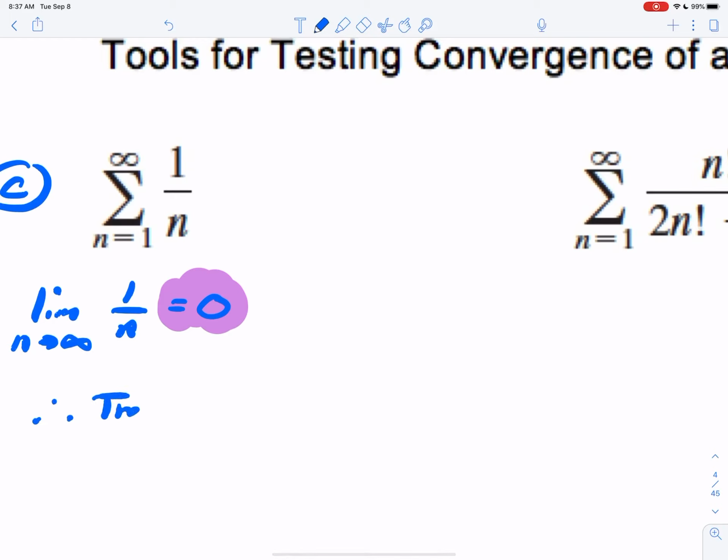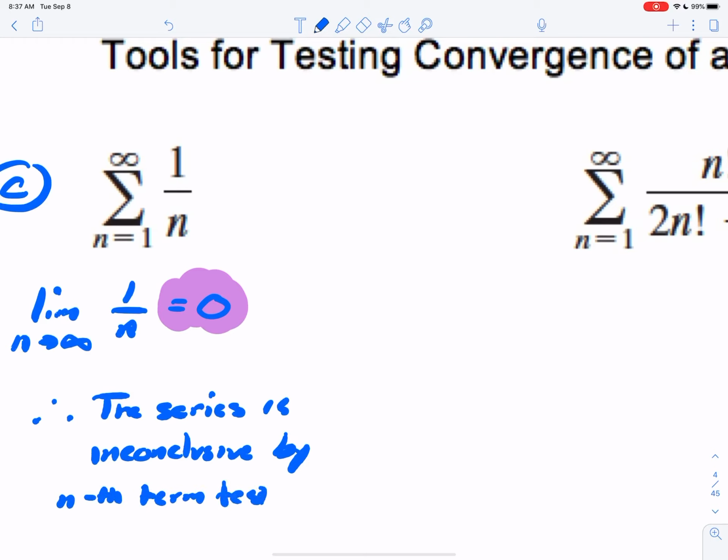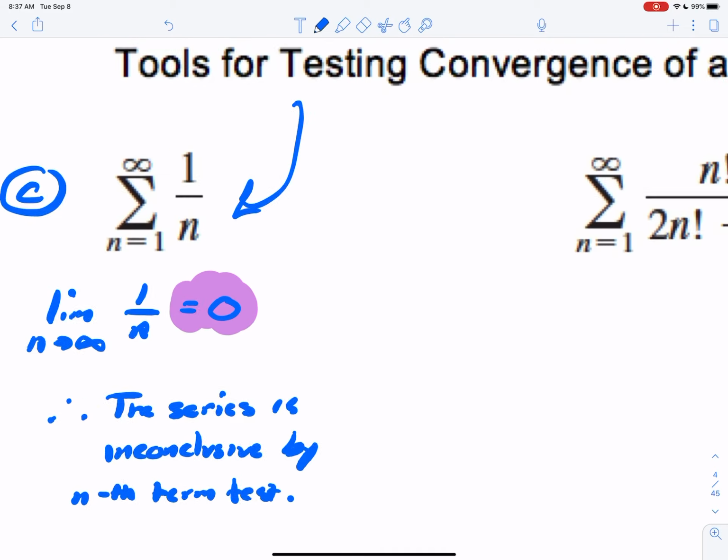Therefore, the series is inconclusive. That just means we don't have enough information to make a statement that it will converge or diverge. Okay? The series is inconclusive by the nth term test. In fact, you'll learn later on that this actually does diverge. It's just that you don't have enough tools yet, but you will.